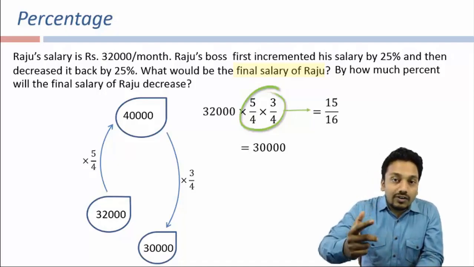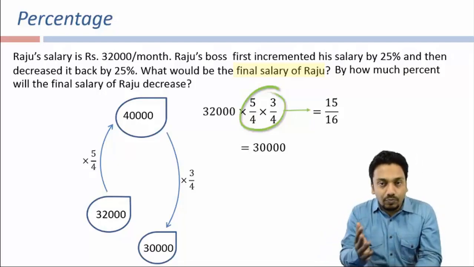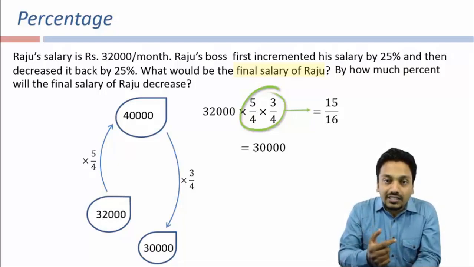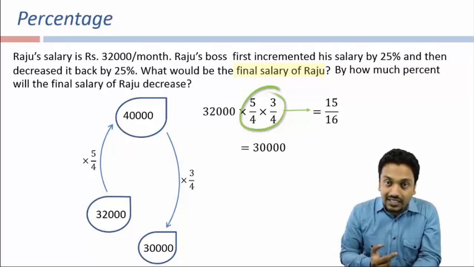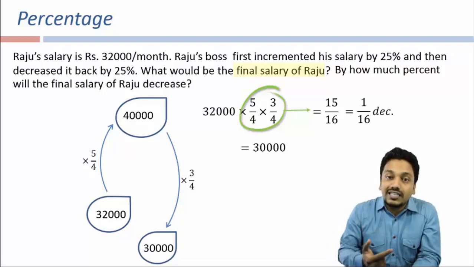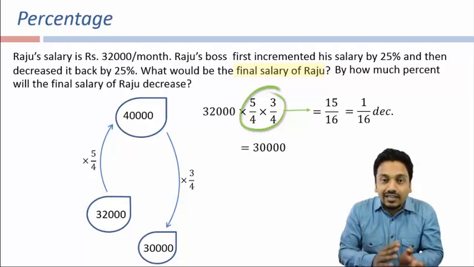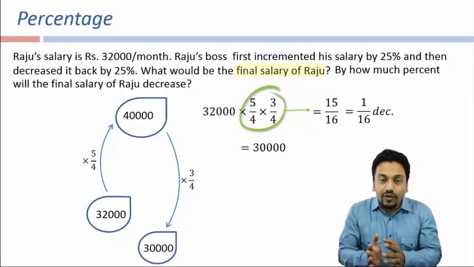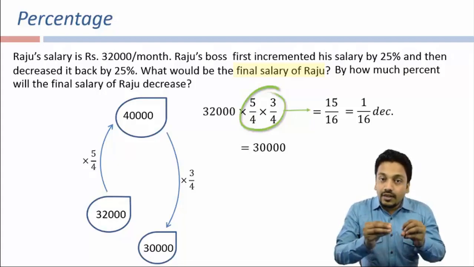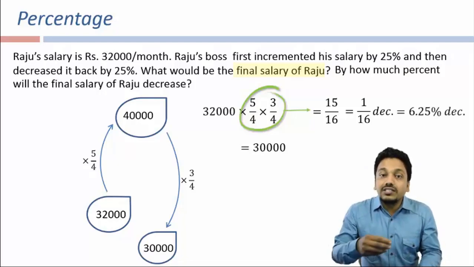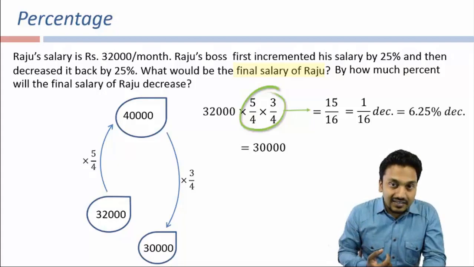Now if I want to convert 15 by 16 back to a percentage, we have seen this in the previous video. I'll subtract 1 from 15 by 16. This would give me 1 by 16 as the decrease. Now 15 by 16 minus 1 is a negative value, hence the decrease. Now 1 by 16 decrease, what does that mean in terms of percentage? The fraction equivalence of 12.5% is 1 by 8. So for 1 by 16, it would be a 6.25% decrease.